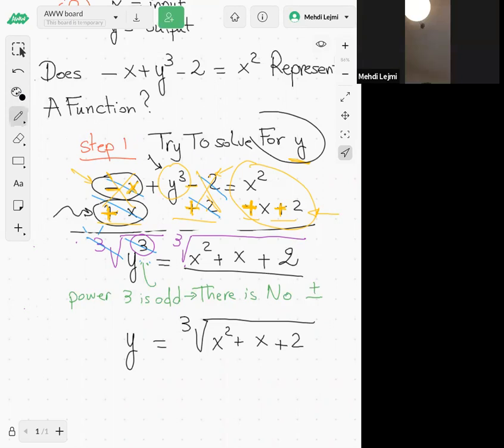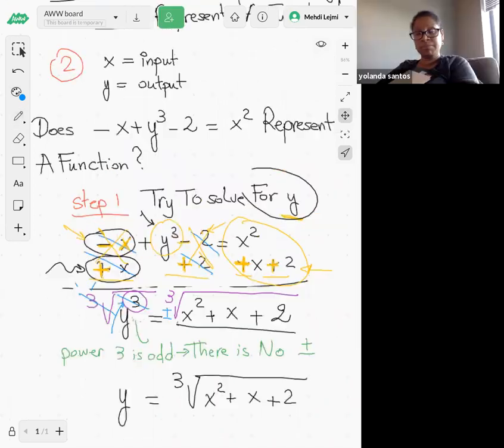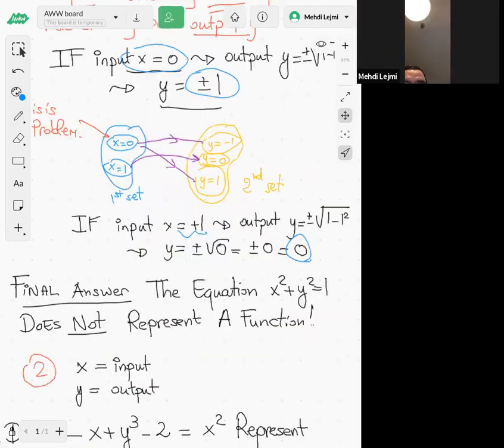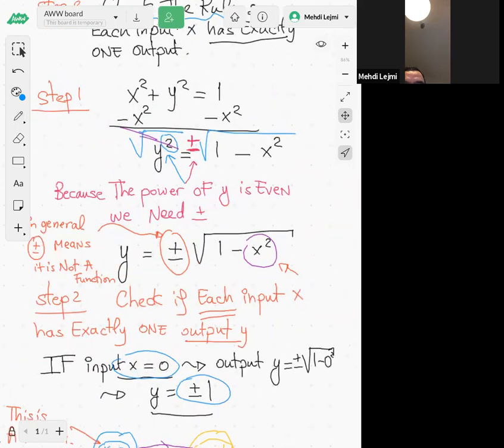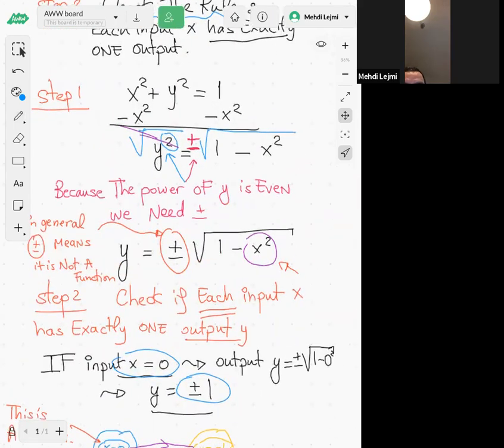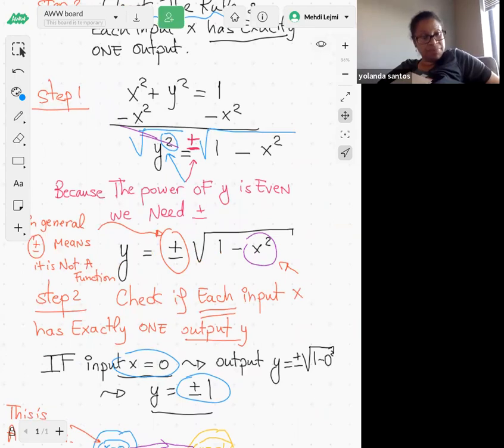Now, there's one thing, just be careful. As I said, you have to be careful with the power. Here, this is a cube, an odd power. So when you apply this third root, you don't need the plus or minus here. Remember, in the example of the square, we had this plus or minus.